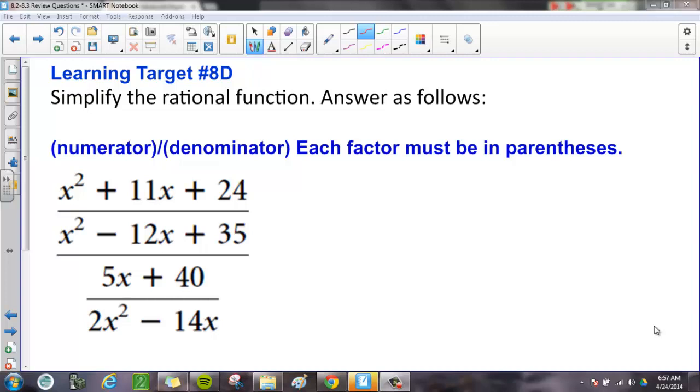We want to simplify the rational function answer as following with a numerator and the denominator with these parentheses on top and bottom. I'm sorry I didn't have that fully implemented on the practice test, but I made sure that your score was accounted for if you did do that. Let's get started on this.